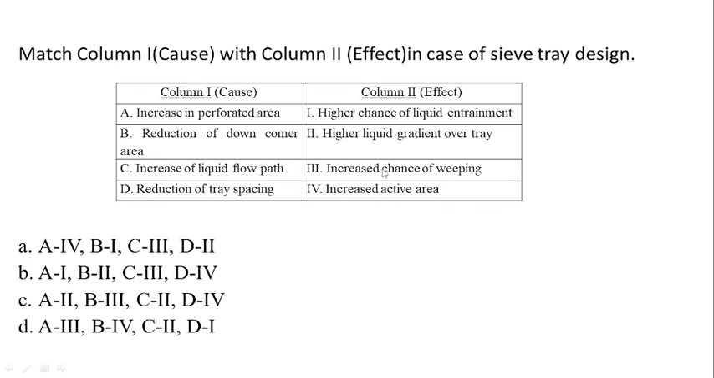The next one, in a distillation column with sieve trays, H1 and H2 refer to the height of the liquid at the inlet and exit of the tray. If H1 minus H2 is unacceptably high, a suitable tray type to replace sieve trays may be.